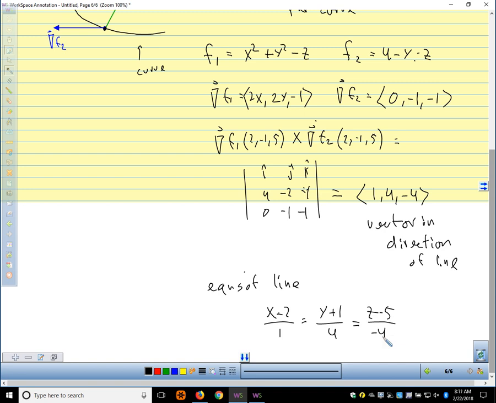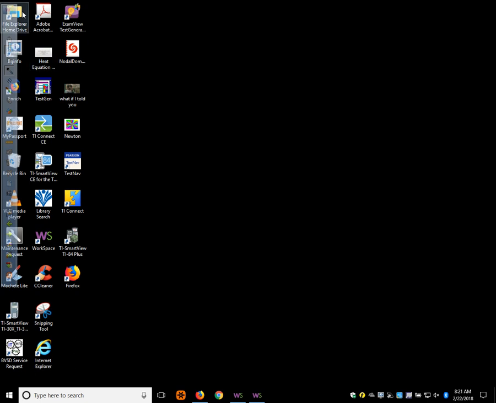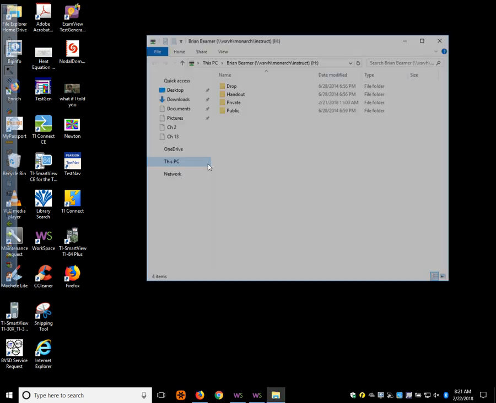All right, let's take a look at that. I should have opened this sooner because it takes Mathematica a while to open.